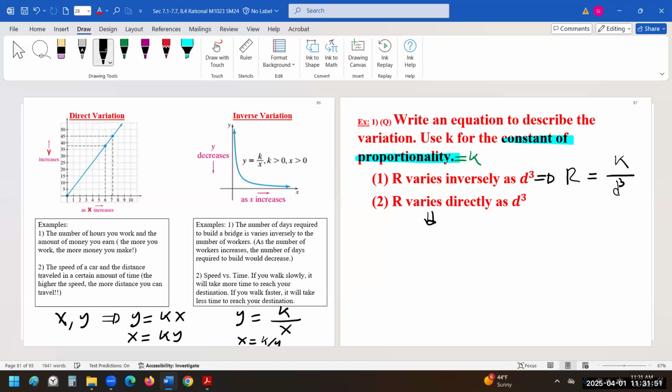Now for the second one, it says R varies directly. So how do you write this equation? Any volunteer? Mustafa. Good job. K times d cubed. So direct means they're on the same level. So R and d cubed, they're on the same level on the numerator, and they are changing with a constant rate here.